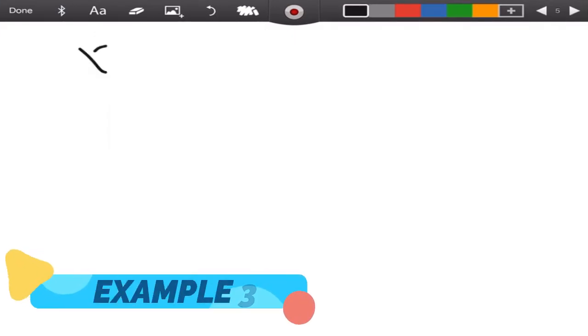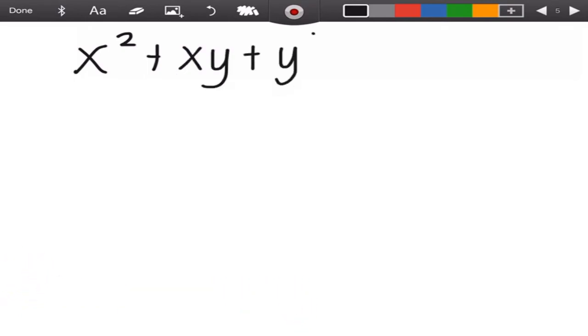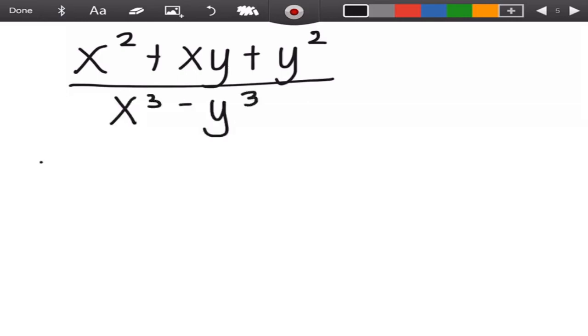Number 3, x squared plus xy plus y squared over x cubed minus y cubed. First, you need to think of the factoring method that you can apply. In the numerator, we cannot apply the PST or the general trinomial because this is not a general trinomial or PST. So we will just leave it because it is already prime.